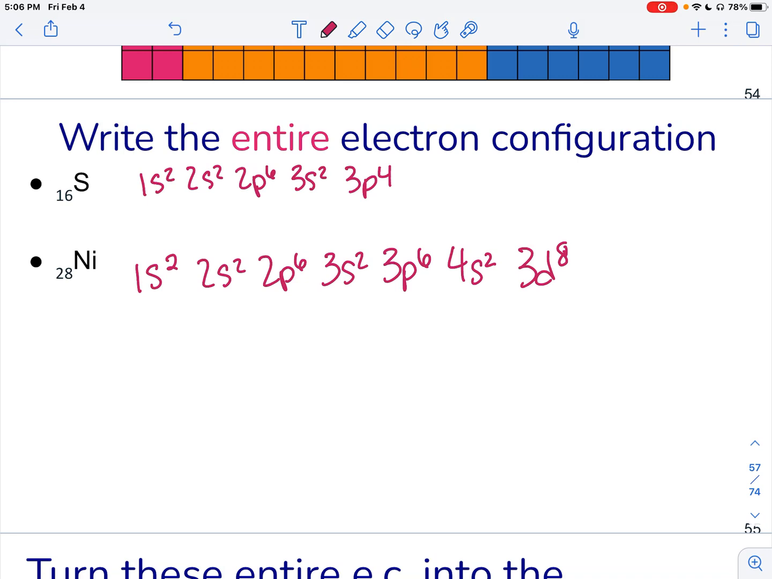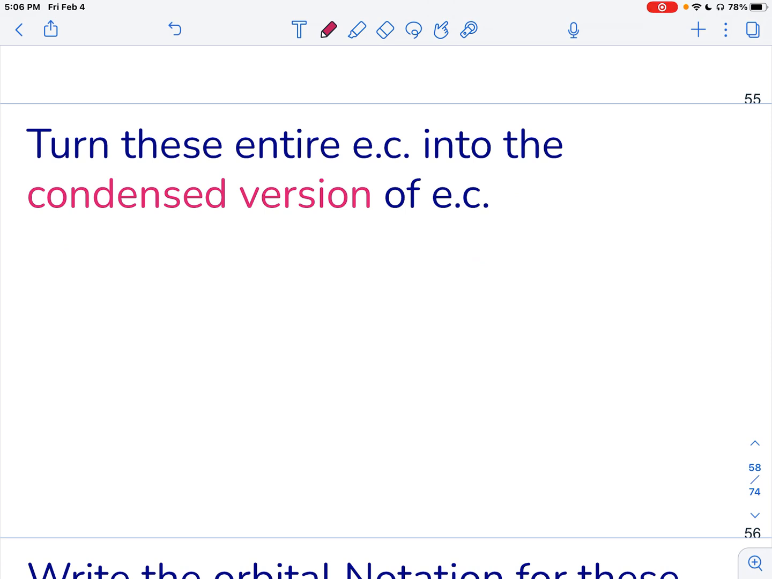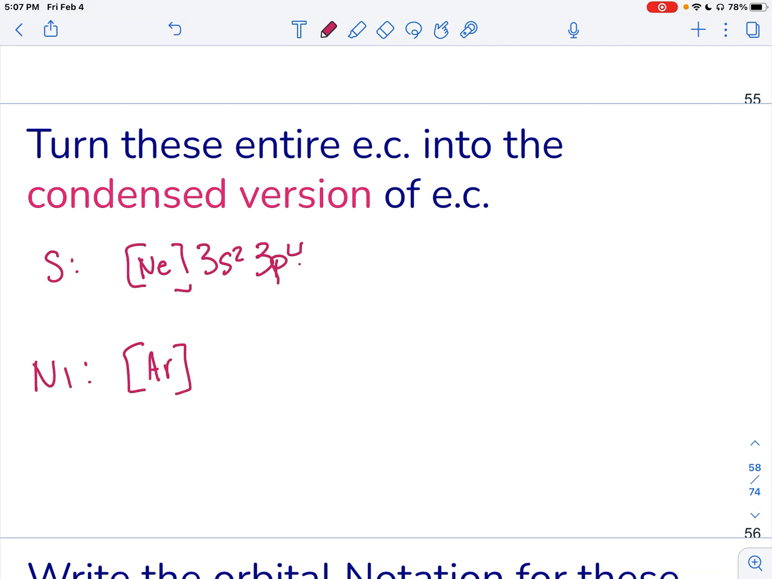All right, so there are the two full electron configurations. And now we'll put them into condensed versions, also known as noble gas notation. So the condensed version for sulfur and the condensed version for nickel. And again, if you need a refresher on any of that, just take a look at that other video.